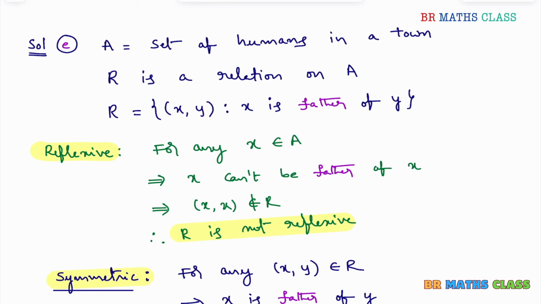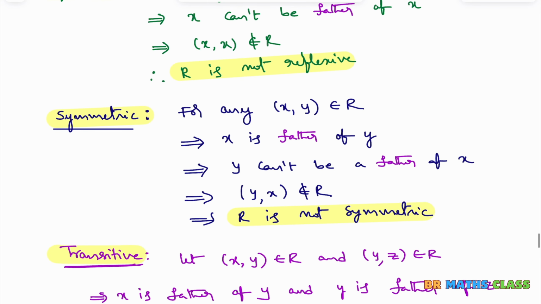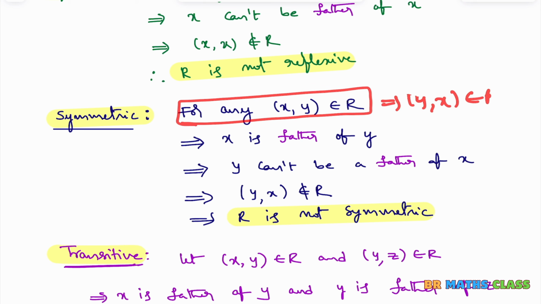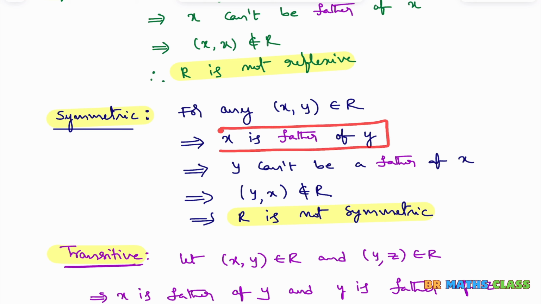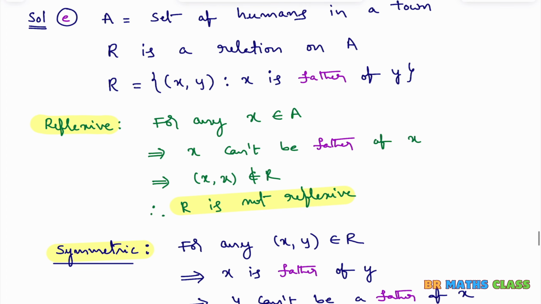Now we'll check the symmetric condition. What is the symmetric condition? For any ordered pair x comma y belongs to R, if y comma x also belongs to the relation, then we say it is symmetric, right? Now I take one ordered pair x comma y in the relation. What does it mean? It means that x is a father of y. When can I say y comma x belongs to the relation? If y is father of x, then I can say the ordered pair y comma x belongs to this relation.